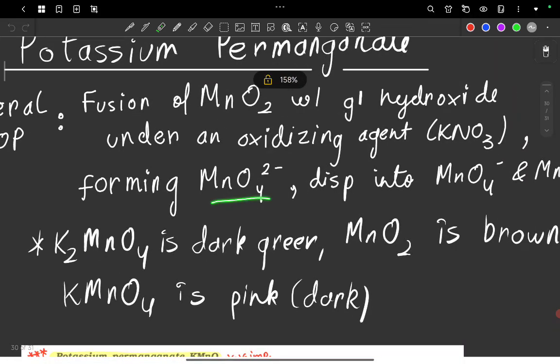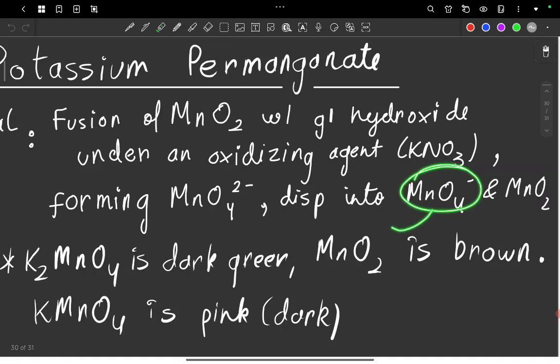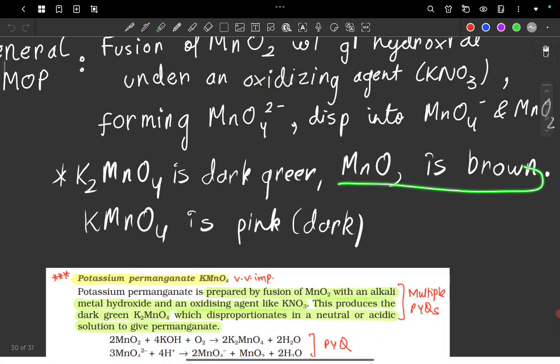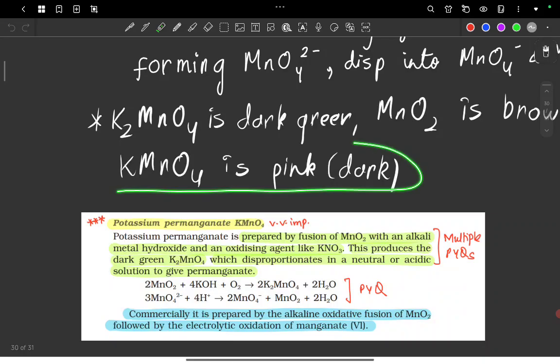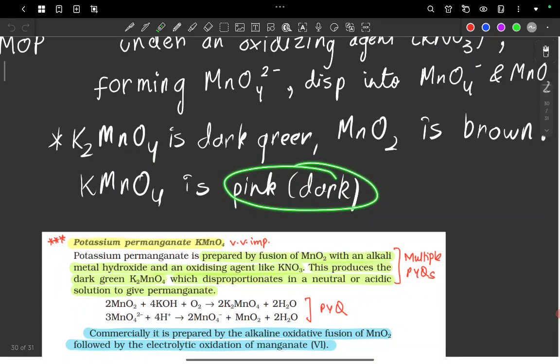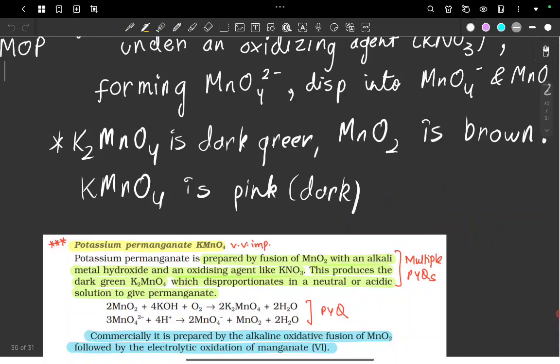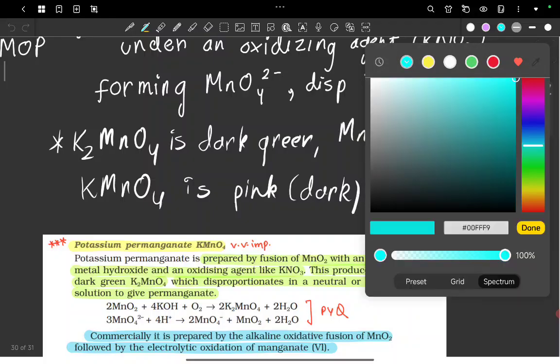When we form this MnO4 2 minus, it disproportionates into MnO4 minus, which is the permanganate ion, and this is just the manganate ion, and gives back manganese dioxide. Now remember the colors. K2MnO4 is dark green. MnO2 is brown black in color, while KMnO4 is dark pink. In fact, it is so dark pink that from a distance you will feel it is almost black.